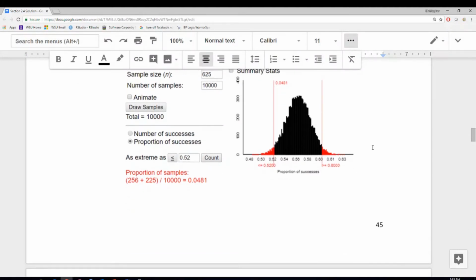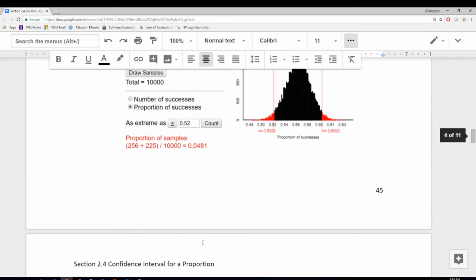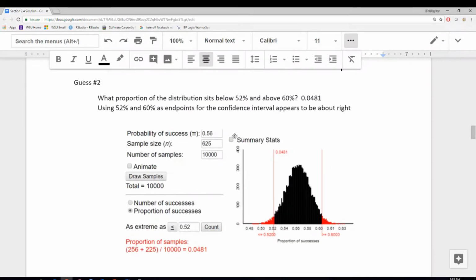Let's go ahead and just keep guessing here. What if I use 53%? If I use 53% and its associated upper limit of 59%, it looks like the percentage of dots that are identified as unlikely here is about 13%. And that's too liberal. That's quite a bit above the 5% limit that we're shooting for. So it looks like 52 to 60 is about right.